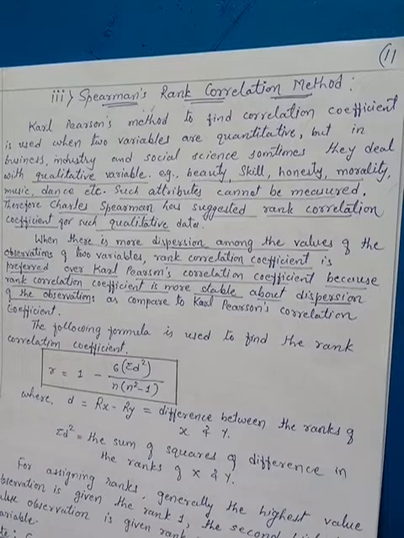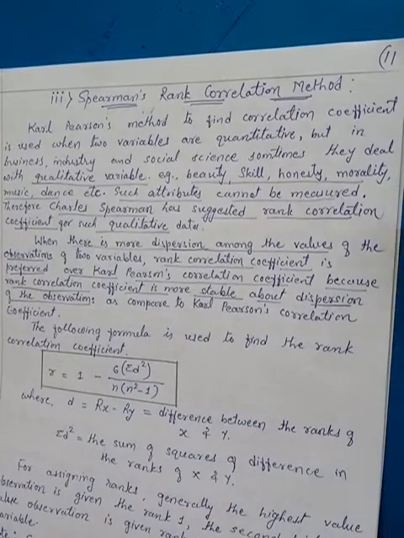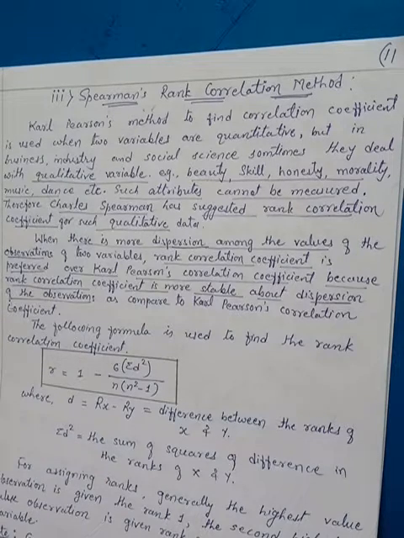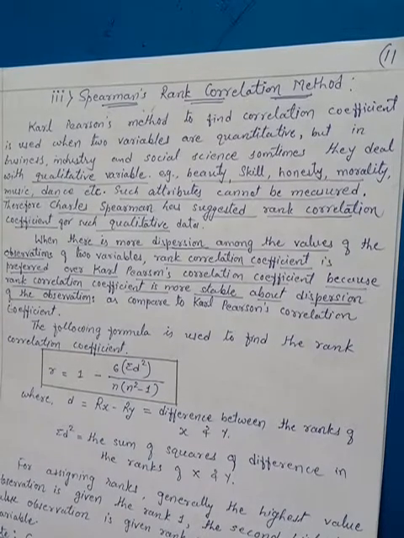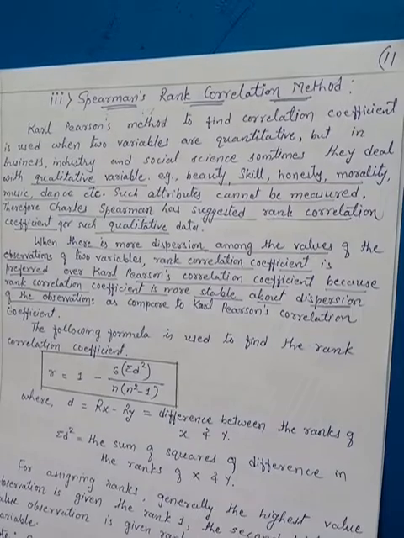Under that circumstance we cannot use Karl Pearson's product moment method, because it is helpful for quantitative data only. So for qualitative data, when the information is available in the form of attributes, to define the correlation between the two attributes, Charles Spearman has suggested the rank correlation coefficient.